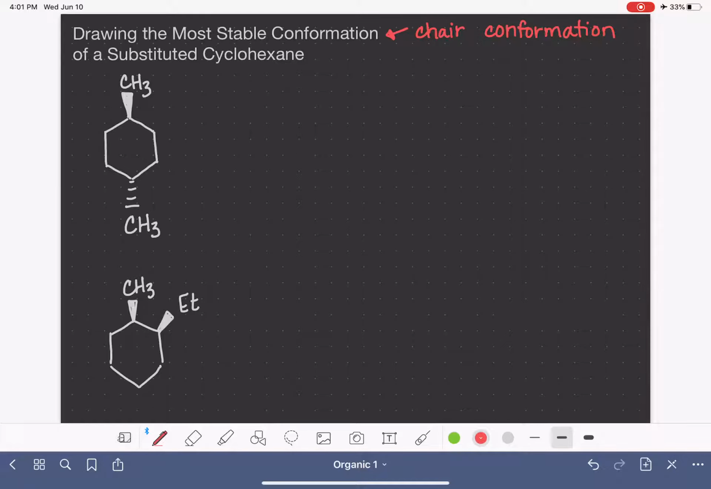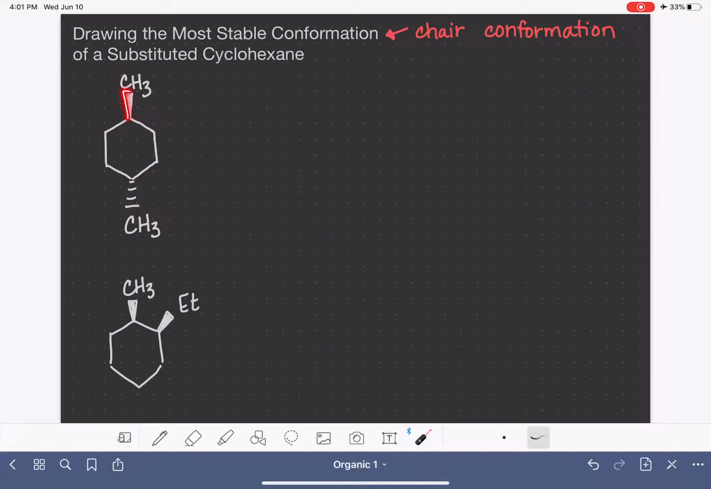And when you are drawing the chair conformation of a cyclohexane that has substituents on it, like this first one right here, you are going to have to think about how to orient or position the substituents that are on that cyclohexane. So first thing that we're going to tackle before we get into drawing this is interpreting the wedge and dash notation that's being used on these molecules.